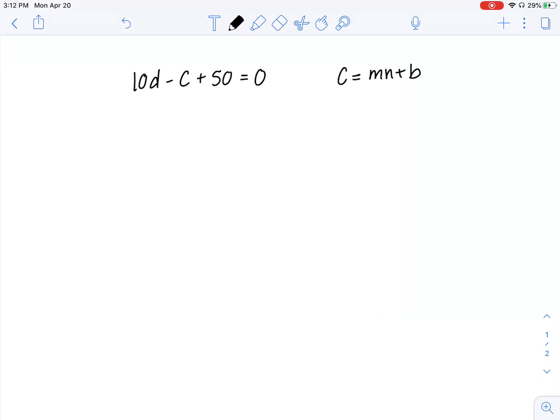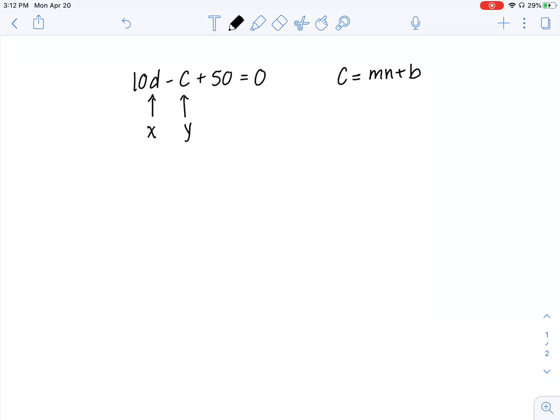Now we know that to change any standard form equation into y equals mx plus b form, the whole purpose is to isolate for y. But we need to understand, in this scenario, what do we need to consider as x and what do we need to consider as y? And in this case, we need to look at d as our x variable and c as our y variable.